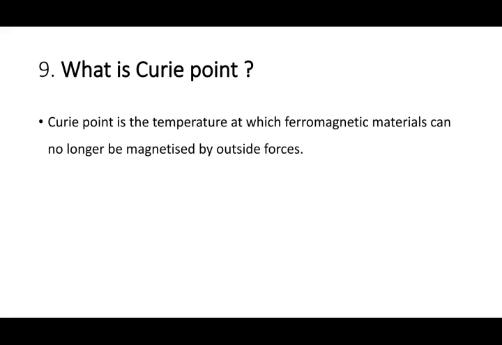Next question, what is Curie point? Curie point is the temperature at which a ferromagnetic material can no longer be magnetized by an outside force. That is known as Curie temperature.